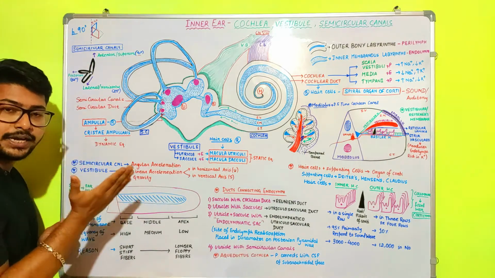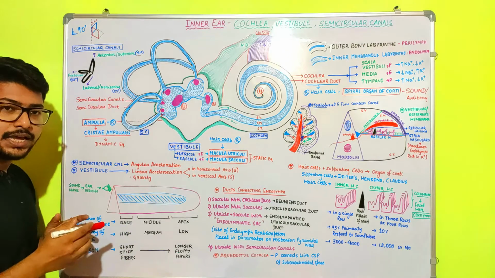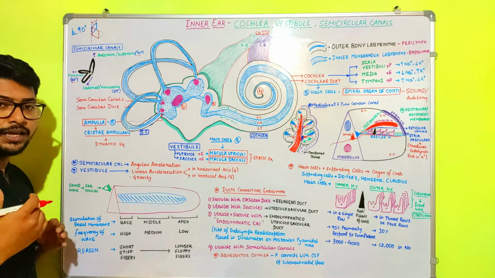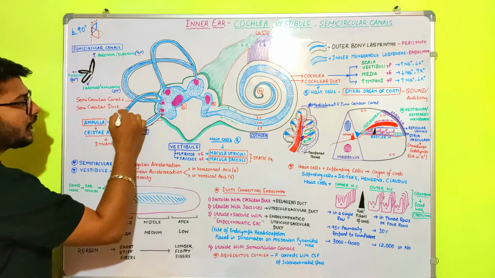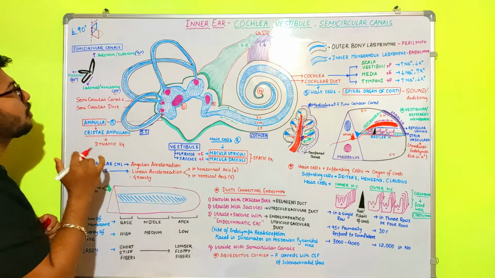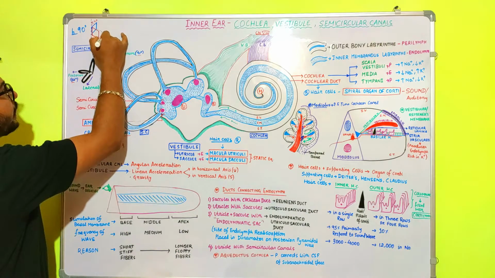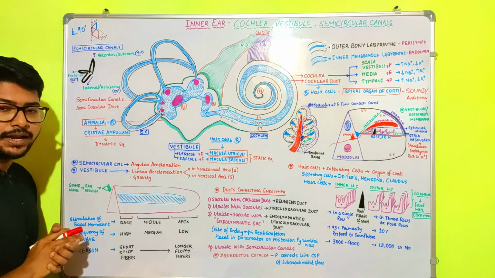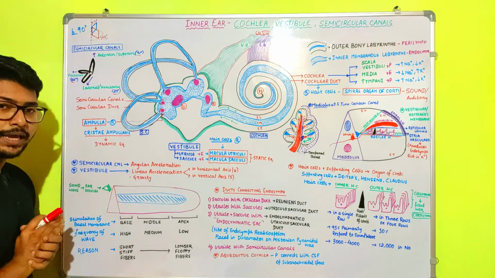It is present anterolaterally to the sagittal plane. Similarly, the posterior semicircular canal is present at 56 degrees, meaning posterolaterally 56 degrees to the sagittal plane, and the lateral horizontal canal is present 25 degrees above the horizontal plane. So this is the horizontal plane, and 25 degrees above it we have our lateral or horizontal semicircular canal. This is the anatomical position or axis of the semicircular canals.